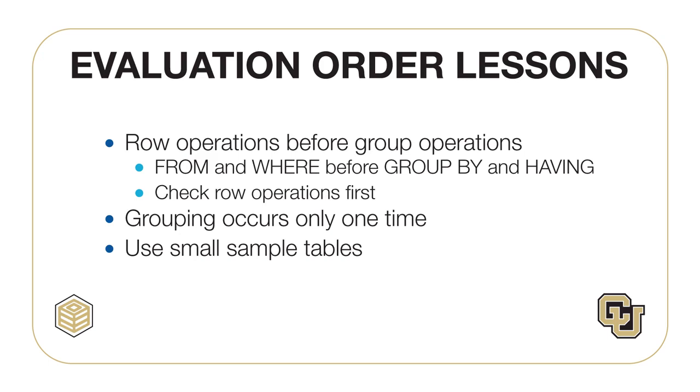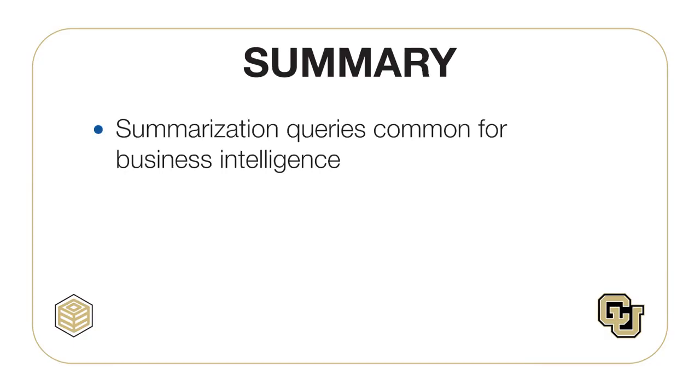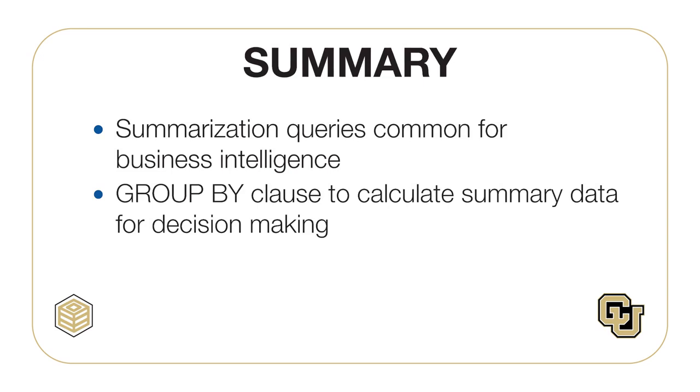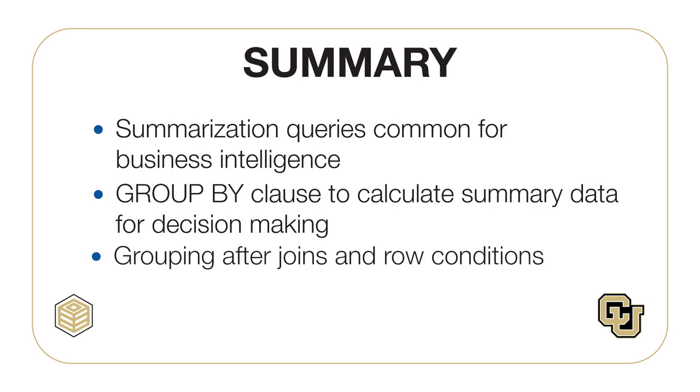Let's wrap up Lesson 5 about the group by clause. Summarization queries are common in business intelligence due to the usage of summary data for tactical and strategic decision making. This lesson showed examples of the group by and having clauses for row summaries. The group by clause identifies columns to summarize by, and the having clause contains conditions involving aggregate functions like the count function.